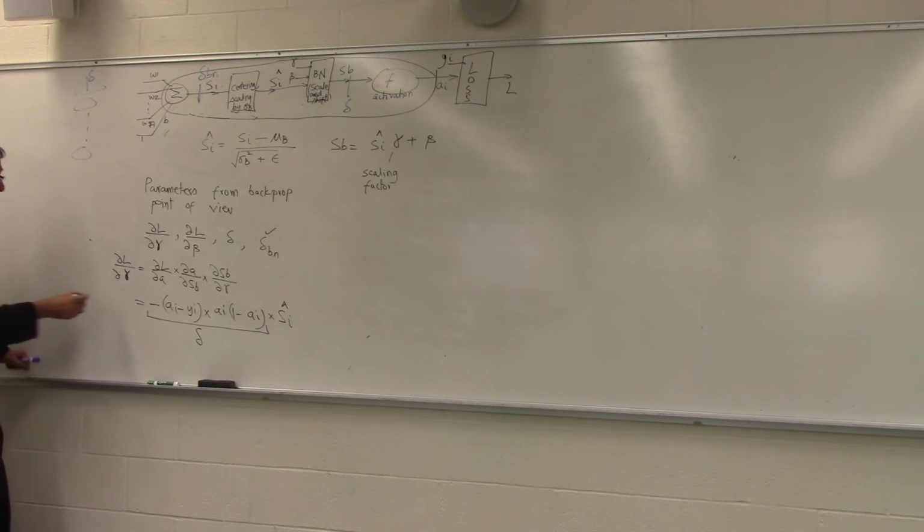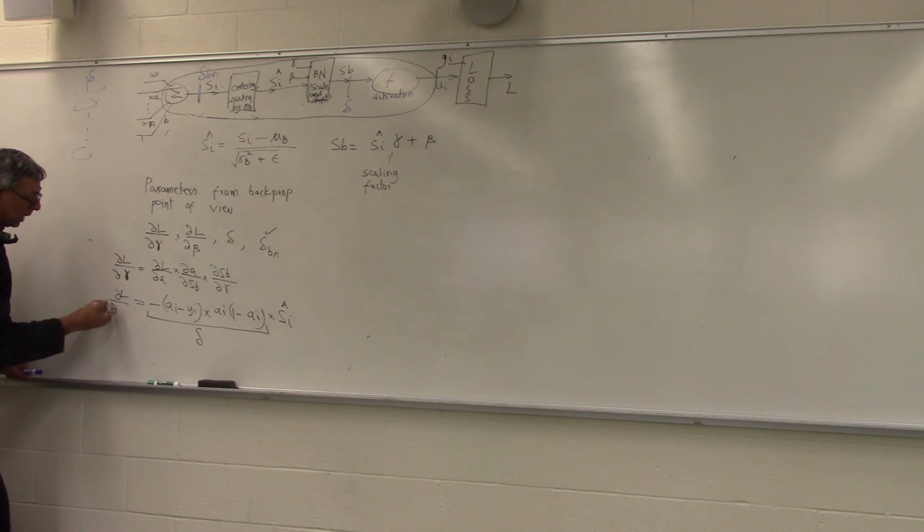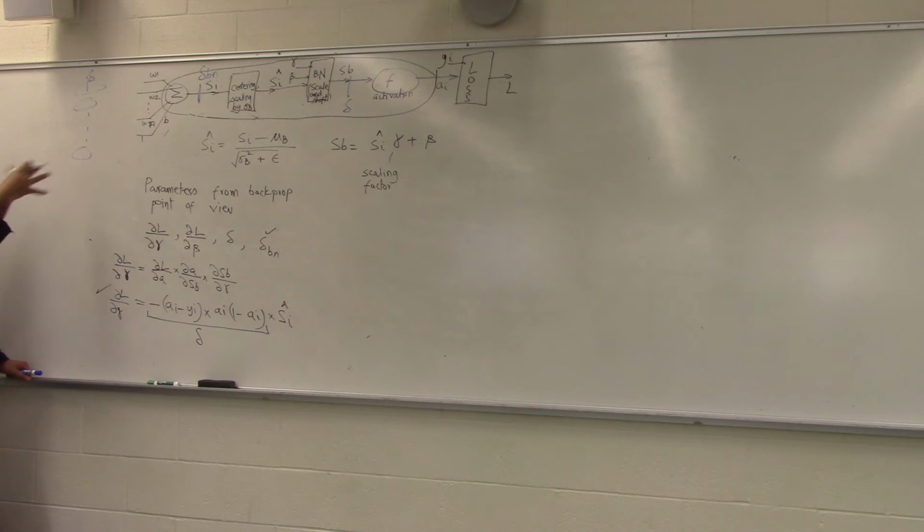So do we know partial L over partial gamma? Yes. Now we can go back and, as we train, set gamma equal to gamma minus the learning rate times the gradient. We can start adjusting it. Okay, let's go to the beta part.